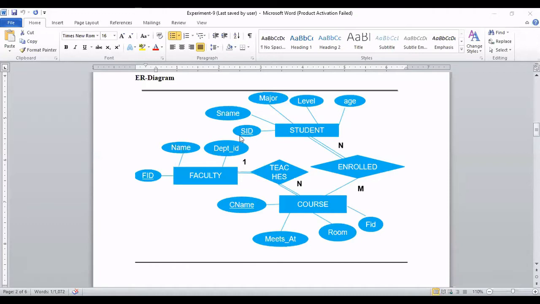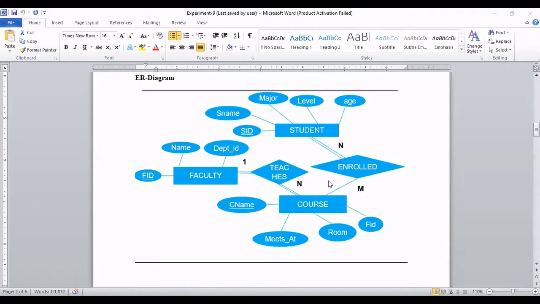You can see here SID is the primary attribute and the remaining attributes are also given. For faculty, FID is the primary attribute, other two attributes are given, and for course, CNAME is the primary attribute, or you can say primary key, and the three attributes are also given. And excluding these three entities, we have two relationships. Now I'll ask how many tables you need to create.